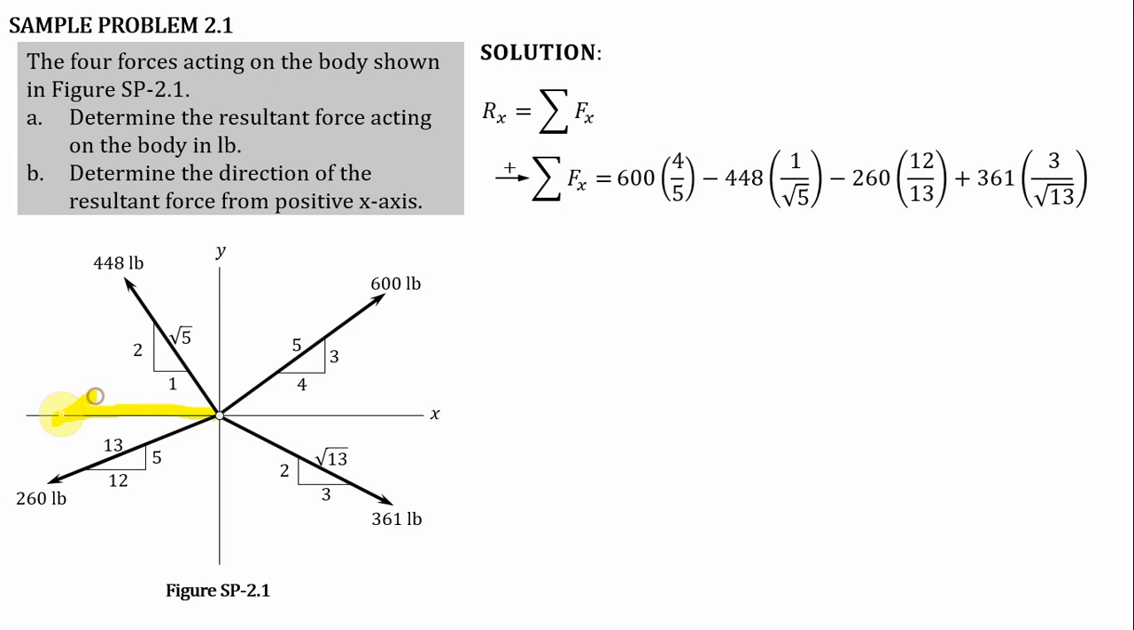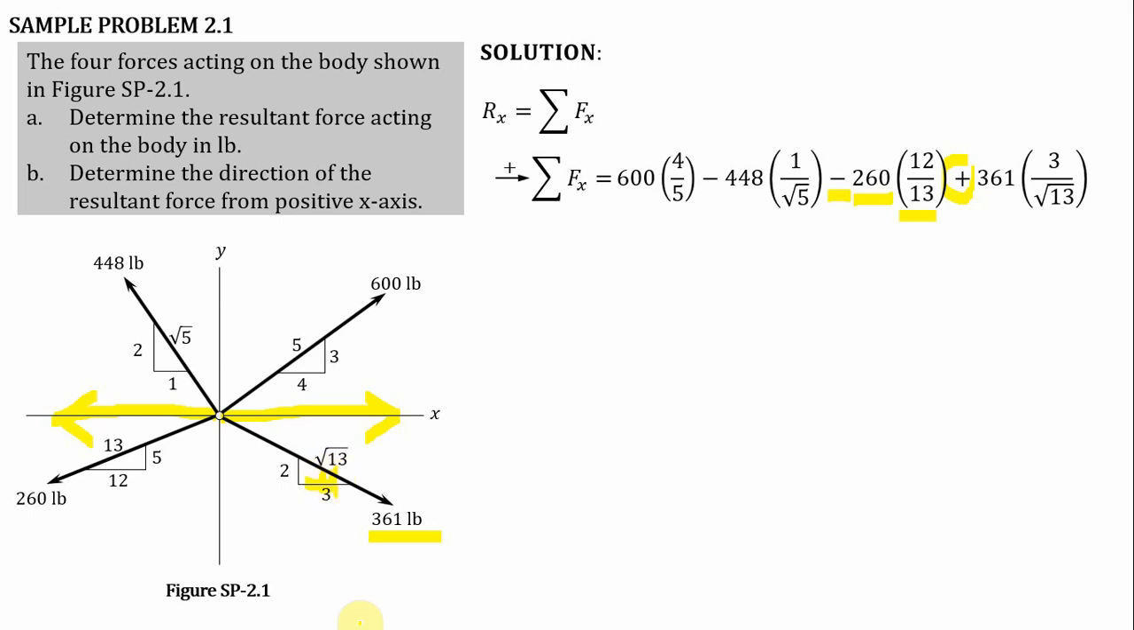component of the 260 pound force with respect to horizontal is going to the left. Okay, that's why it's negative. Okay? And then, times the force 260, and then the scale with respect to horizontal, that is 12 divided by 13. Okay? And then the last force, this is the component of the 361 pound force with respect to horizontal, that is going to the left. Okay, that's why it's positive, kasi nag-assume tayo na going to the right is positive. And then times 361 pounds times cosine of this angle.